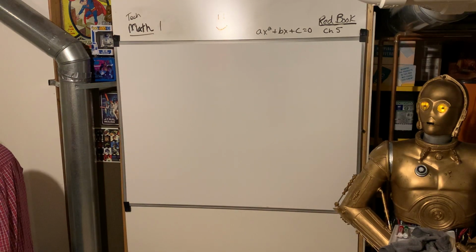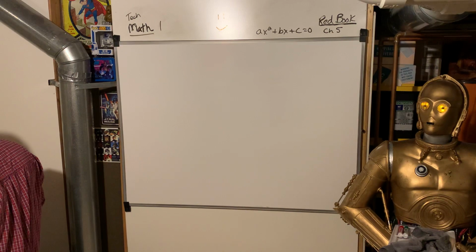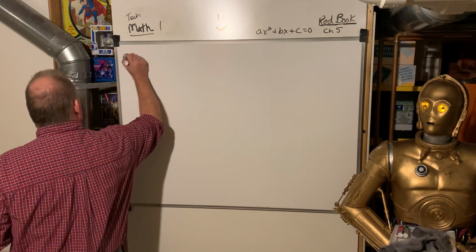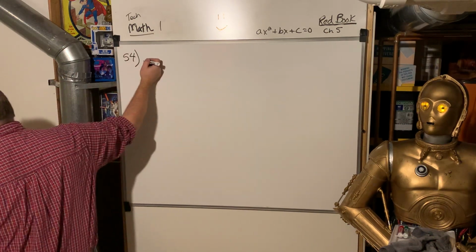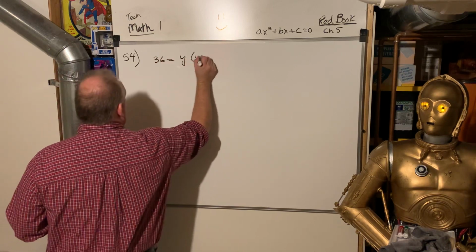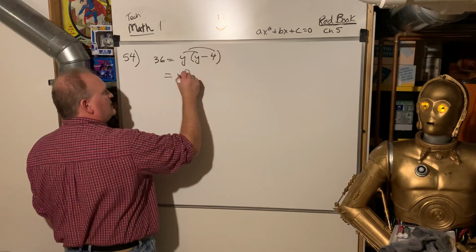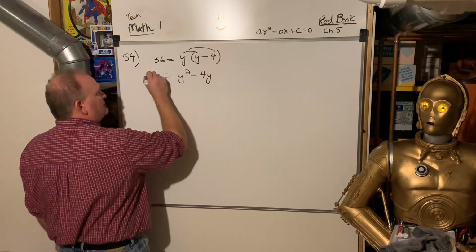Quad form, lovely, 5.6. Let's do number 54. That's just writing it in standard form. So we're just going to do one of these. 36 is equal to y times y minus 4. So you do the distributive property, y squared minus 4y, and that equals 36.